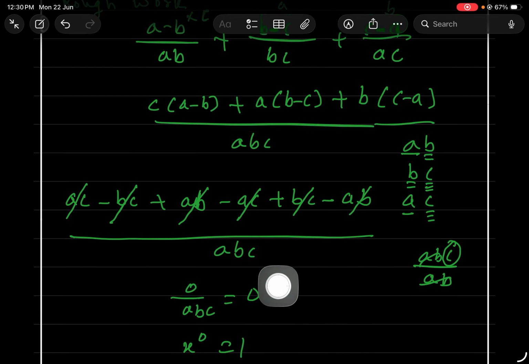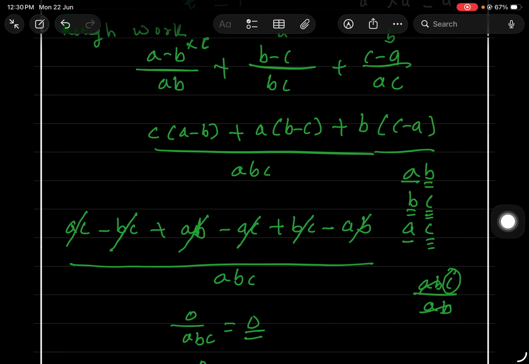So here x^0 means it is 1. All this addition we have to solve, then we get the answer. So x^0 = 1, very simple. Only addition, subtraction and multiplication we have to do.